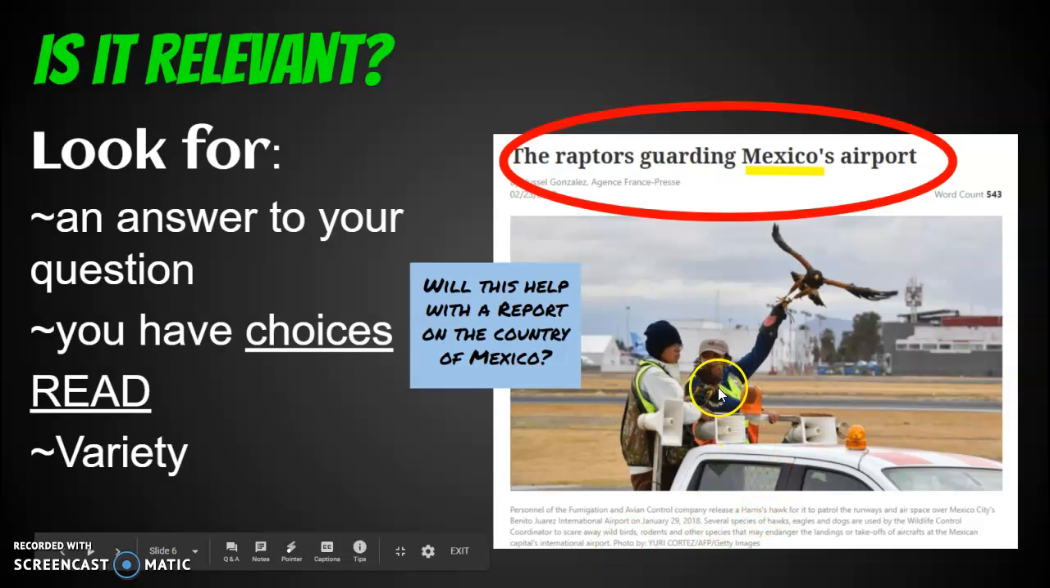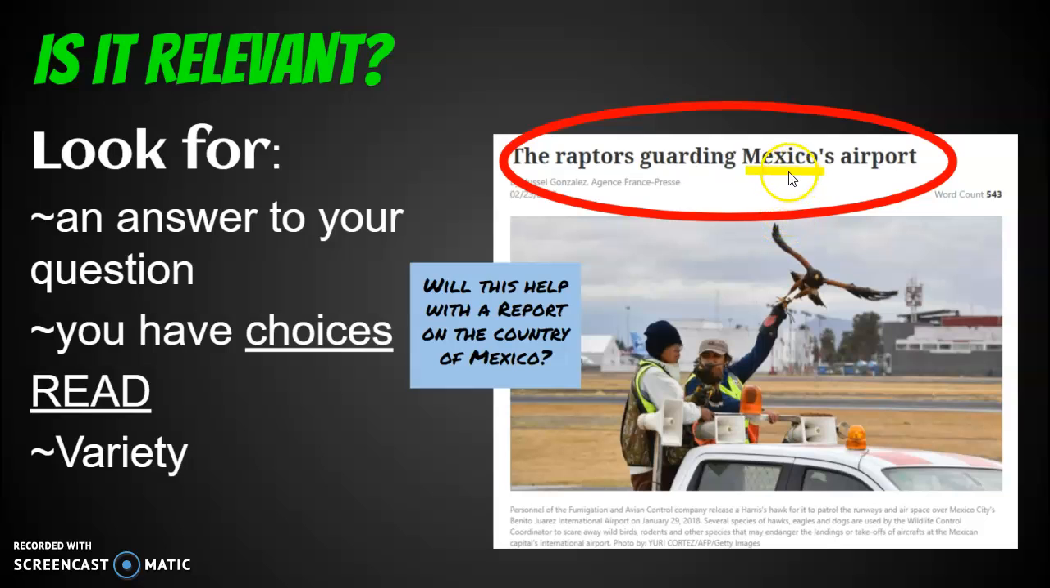Relevance. This is a tricky word, but this has to do with thinking about what is your question. You have so many choices. You have a variety of information. So, for example, I love this little article from News ELA, and it talks about raptors guarding Mexico's airport. So we're talking about Mexico, and we're talking about raptors. But you're doing a research report on Mexico. Will this help you? No, it's not relevant.